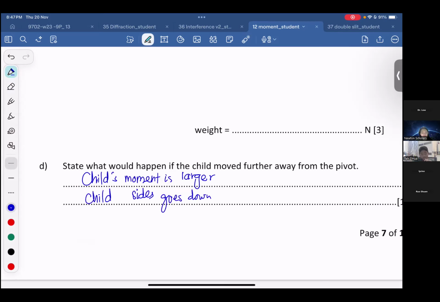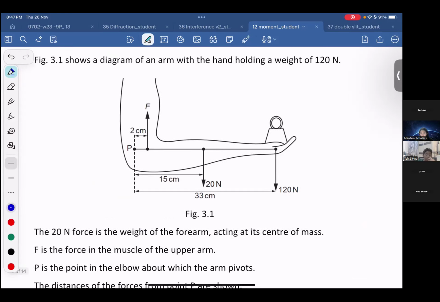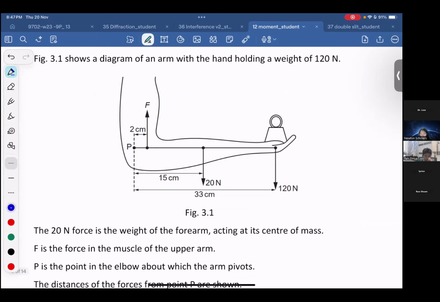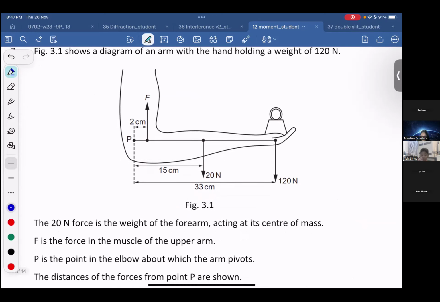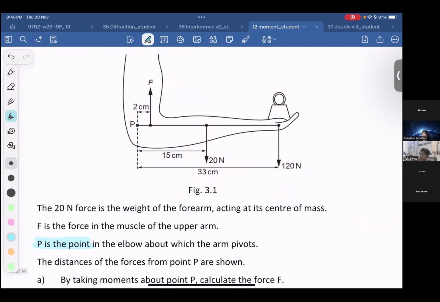Okay, so here is okay. We go to the next question. The next question is a bit challenging. I'm starting to give you some challenging questions. This is a past year question: holding the weight of 120 Newton, the 20 Newton force is the weight of the forearm acting at its center of mass. F is the force due to the muscle. P is the pivot, in the elbow.